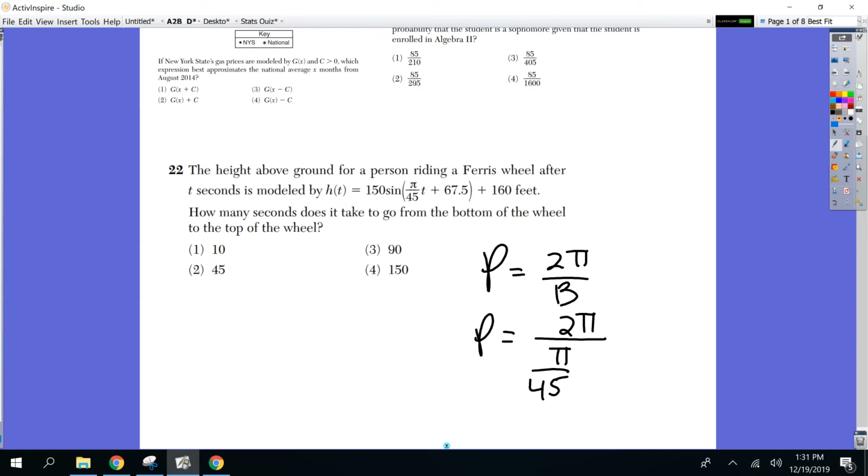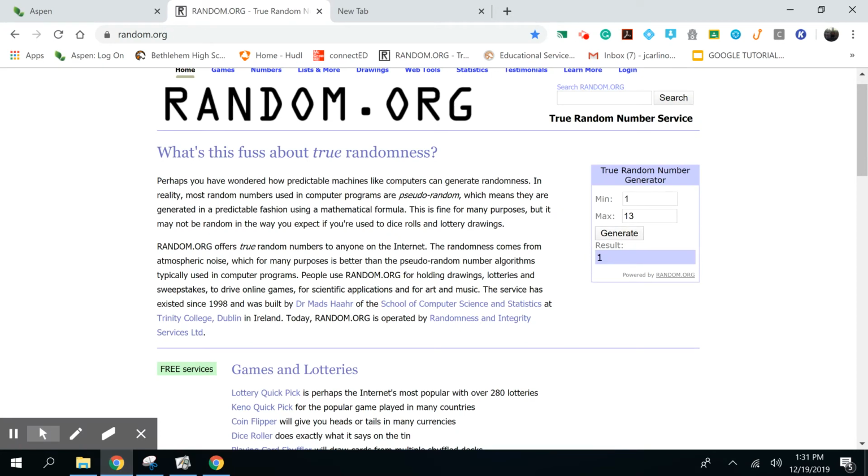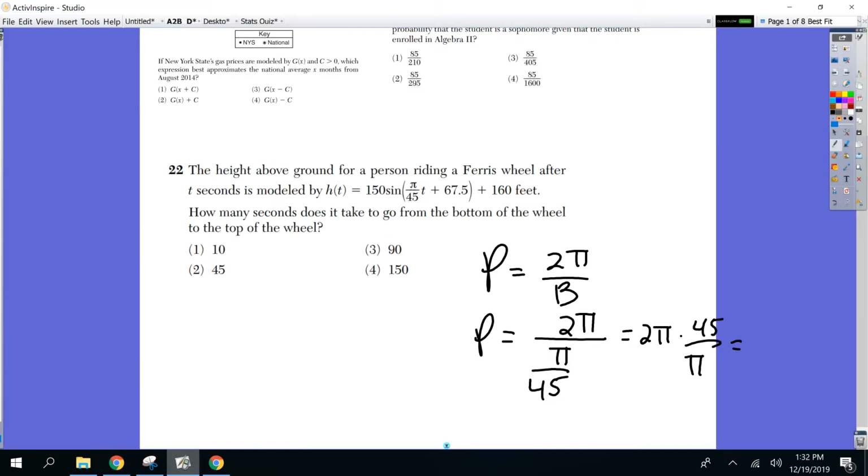How do I solve that? Yep, keep, change, flip, or whatever you remember. 2 pi times 45 over pi. Cancel what you can and let me know what the period is. What's the period? 90. And again, why this is so darn difficult, even to get 26 points, look what a choice is. 90. Of course, pick me. All right, you did this beautiful calculation. 90. Pick me, please.